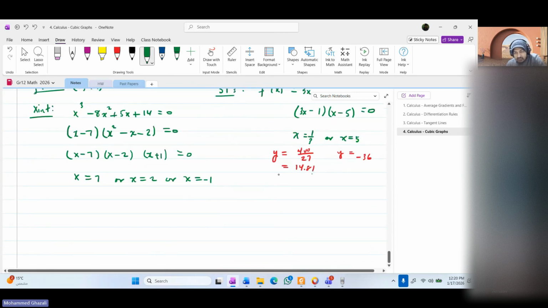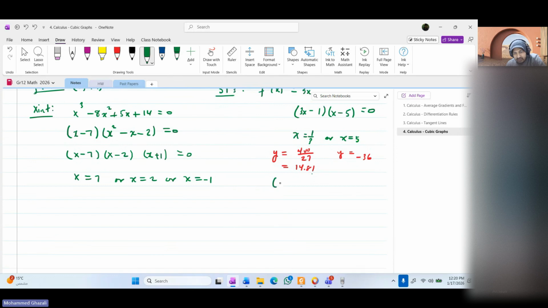So we got 1/3, 0.33 and 14.81, and this is my maximum, and my minimum is at 5 and negative 36.